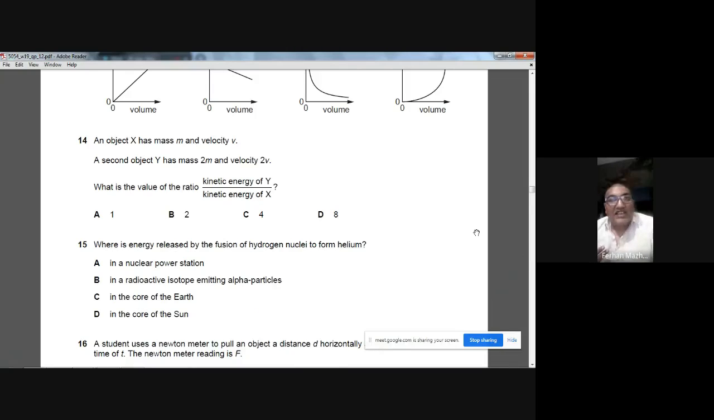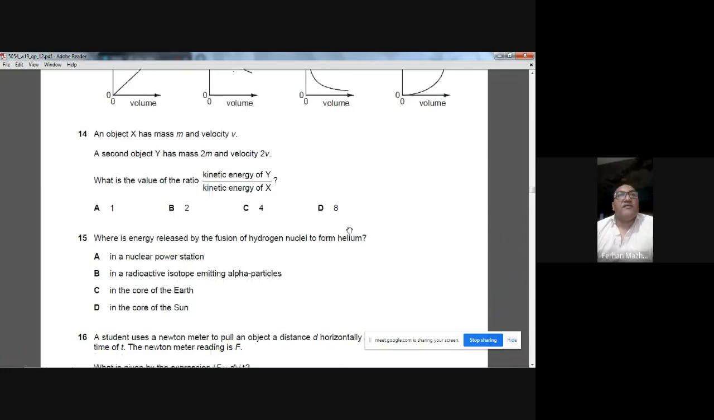So by doubling the mass, you made the kinetic energy double, and by doubling the velocity, the kinetic energy will become 4 times. The reason is half mv square. On velocity we have square, so the kinetic energy will become double due to the double mass, and will become 4 times larger due to the double velocity. So 2 into 4, 8. So the kinetic energy will be 8 times larger than the kinetic energy of X. So D, question number 14, D is the answer.